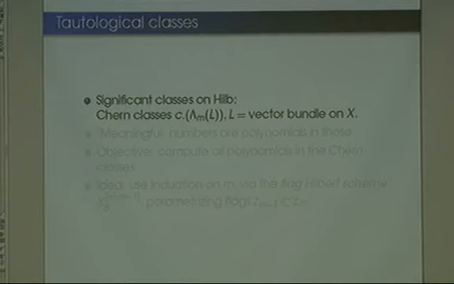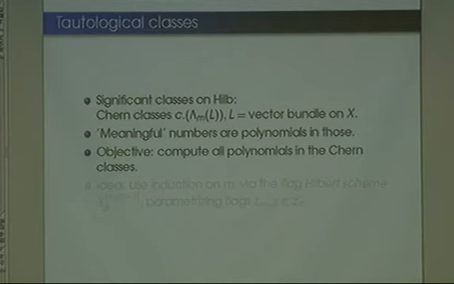And now, for enumerative geometry, the important classes on the Hilbert scheme are the Chern classes of the tautological bundle associated in general to some vector bundle. And the numbers that have important geometric meaning are going to be Chern polynomials of these bundles. In general, there will be polynomials in these Chern classes. So the objective then is to compute all polynomials in some sense, not just those of top degree, but all polynomials in the Chern classes.